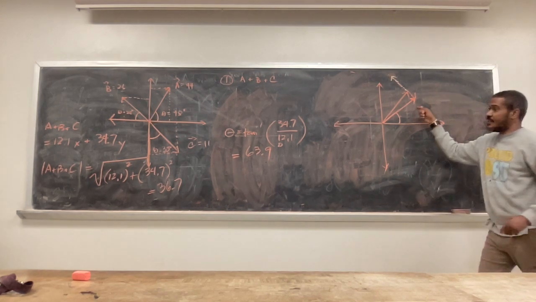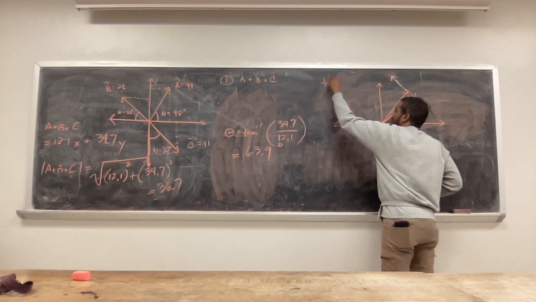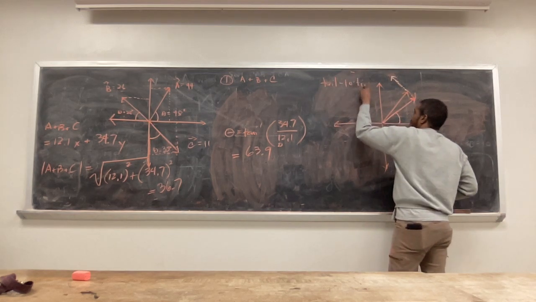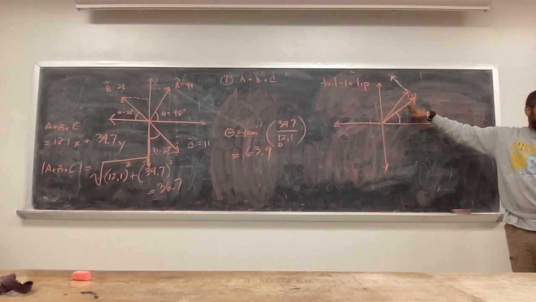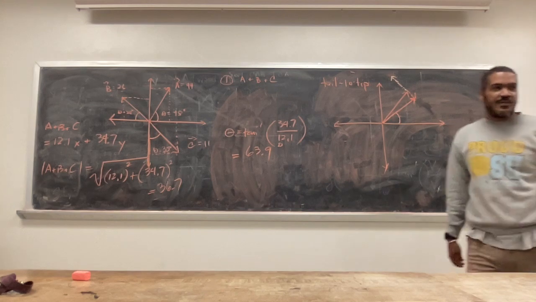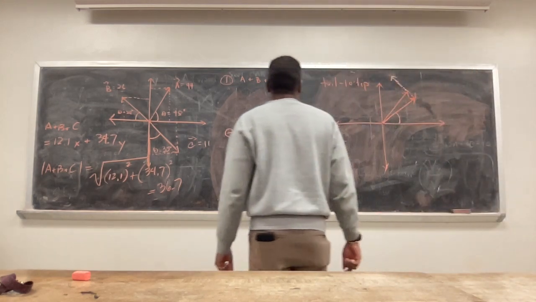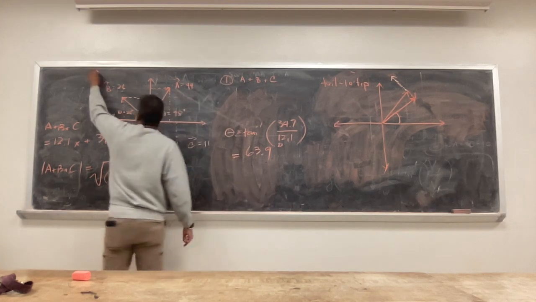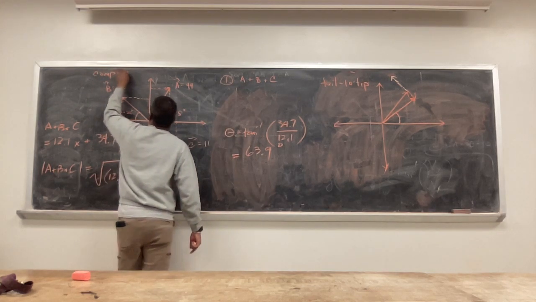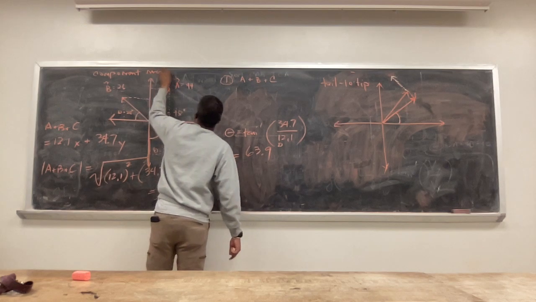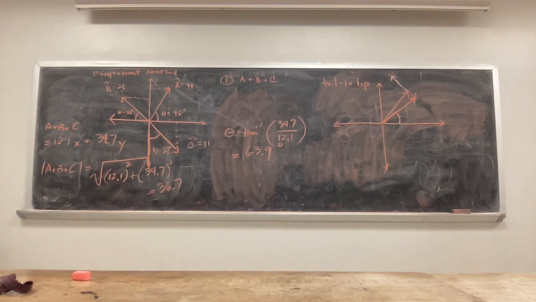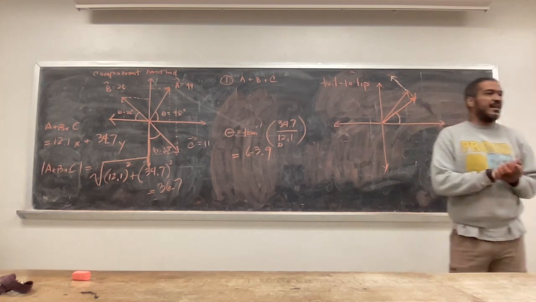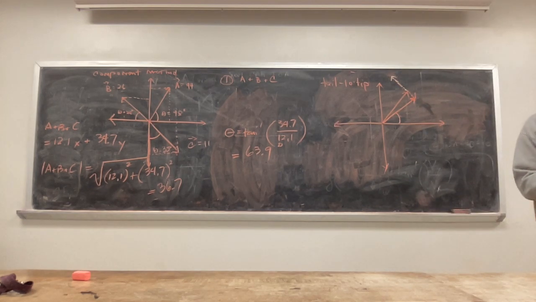So this was tail to tip. What's the magnitude of this vector? 36.7. I just wanted to see if we were gonna get that right. And this is the component method.